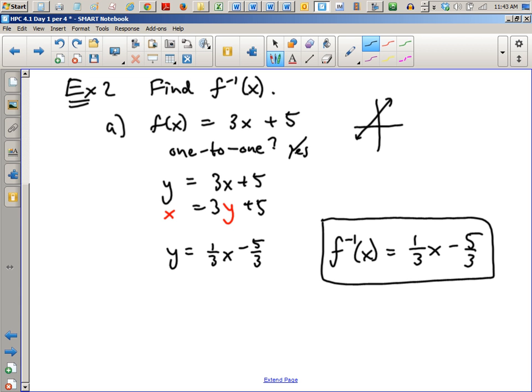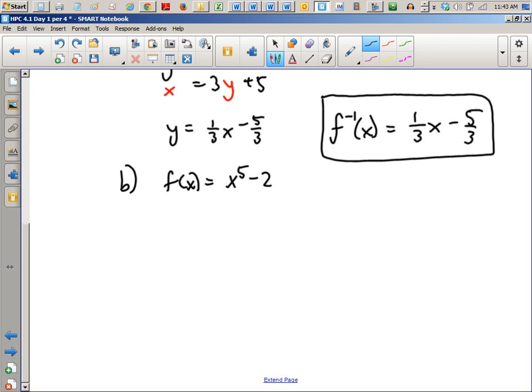Let's try another one. How about f of x is equal to x to the 5th minus 2. Is that thing even 1 to 1? Let's check. So x to the 5th, remember, looks like this. What does minus 2 do to the graph? Shifts it which way? Down how much? 2. Okay, so this is the graph of y equals x to the 5th minus 2. Do you think it passes the horizontal line test? Yeah, it does. And it's a function. So we should do this problem. Is it 1 to 1? Yes.